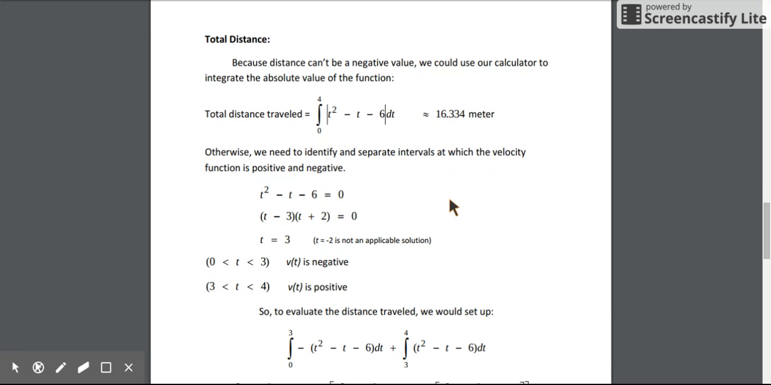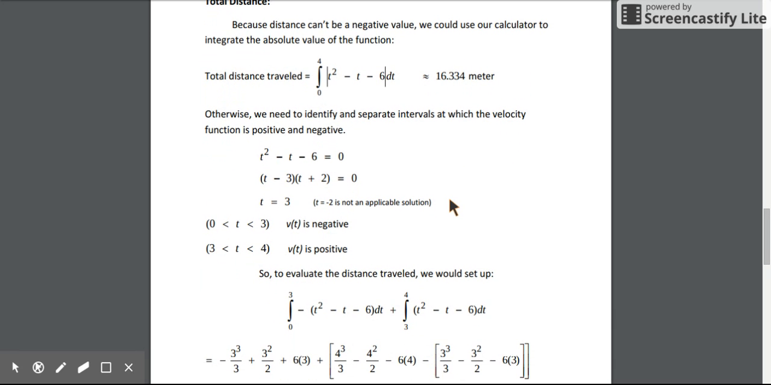Let me show you how to do it without using your calculator, which is a little bit more difficult. The reason why it's a little bit more difficult is we have to separate the intervals of time at which our object was traveling in a negative direction, separate from when it was traveling in a positive direction. So in order to do that, we need to find where it changed directions.